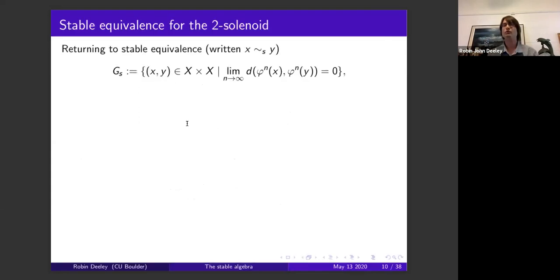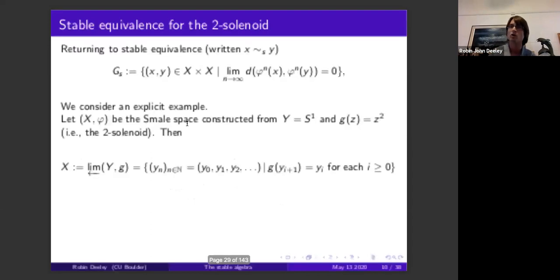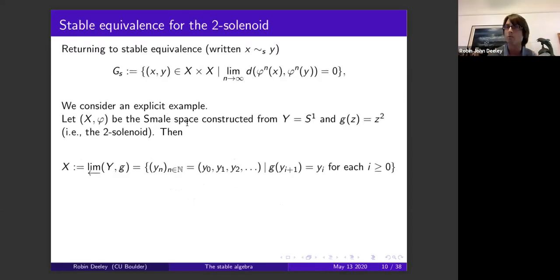So let's return to this stable equivalence relation and look at it in this particular example of that 2 solenoid. Our circle with the twofold covering map had that inverse limit to make the space. I'm not going to write down the map again. I think we all are fine with coordinate-wise. We're applying that map G.